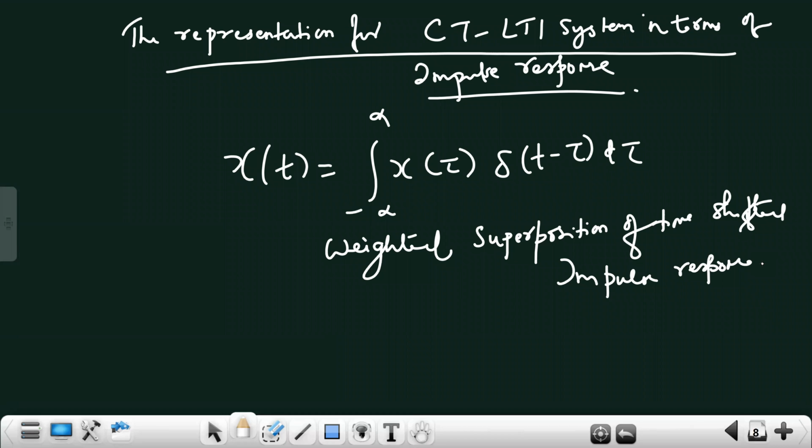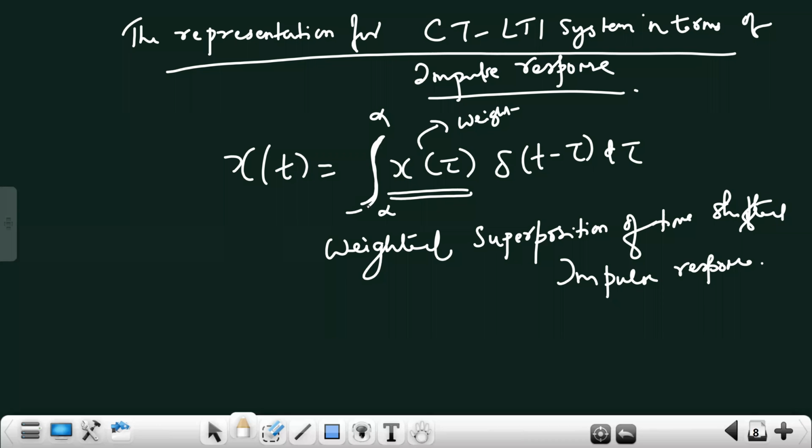So any input x of t, or any signal x of t, can be represented as the weighted superposition of time shifted impulse response. What is a weight? Weight means the multiplication factor or a constant. Weighted superposition means it should be summation or integral. But as of now, this is a continuous time signal, summation you can't do, isn't it? So you will go for integral. Rather than sigma k varies from minus infinity to infinity, now you will be putting integral minus infinity to infinity. And instead of k, here you have tau.